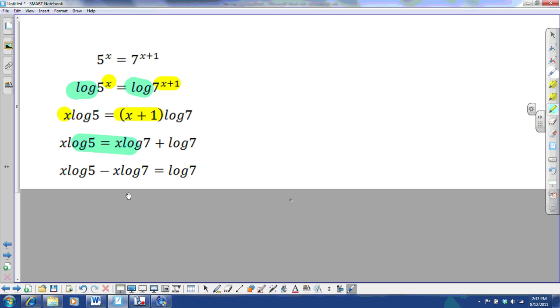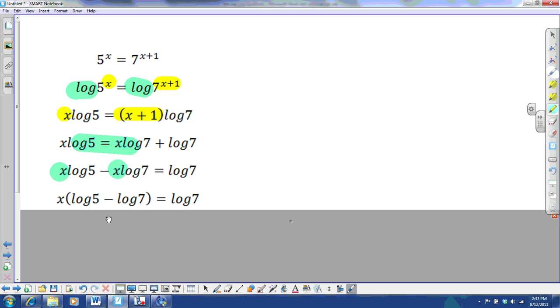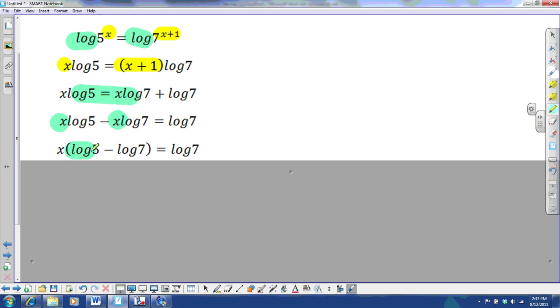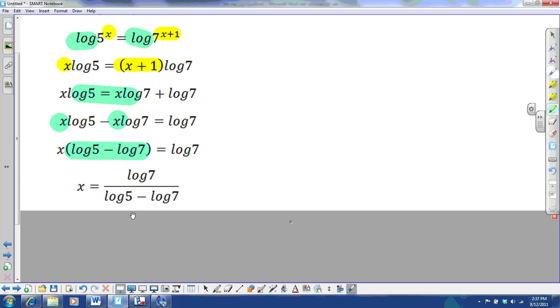So now I have x times the log of 5 minus x times the log of 7 equals the log of 7. Now I'm going to factor an x out of both terms here so that I have x times the quantity log of 5 minus the log of 7 equals the log of 7. And then I'm going to divide both sides by the log of 5 minus the log of 7. It's just a constant. So now I have x equals the log of 7 divided by the quantity of the log of 5 minus the log of 7. And I can use my calculator to get an approximation now if I need to, or otherwise I can just stop here. This is the exact answer.